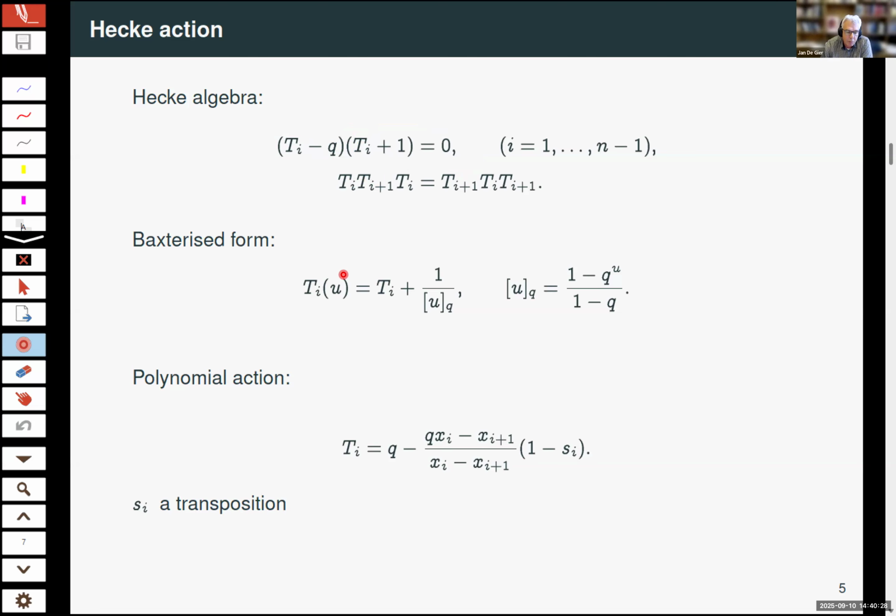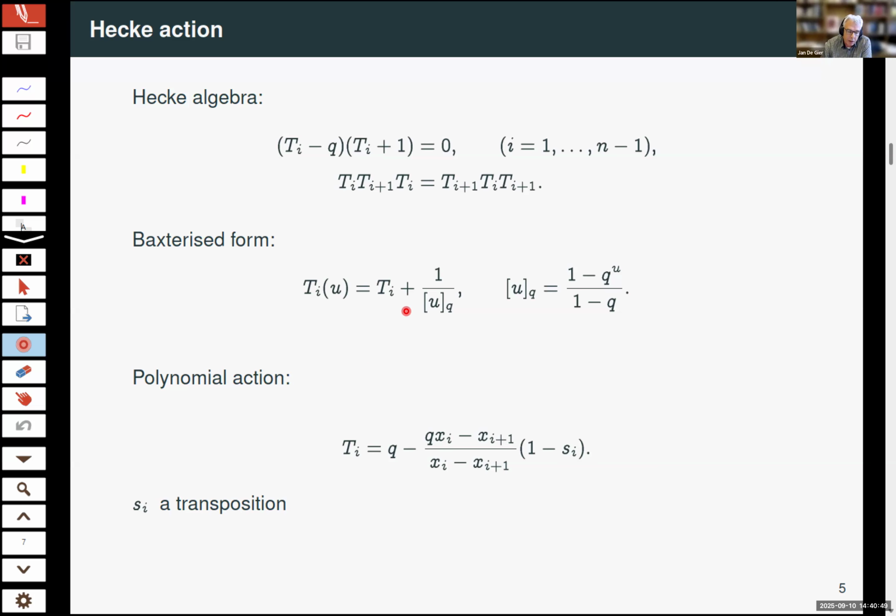These Hecke generators can be Baxterized, so to speak. So you can add a u-dependent function. In fact, use this q-number here. And then this object satisfies the Yang-Baxter equation with spectral parameter.